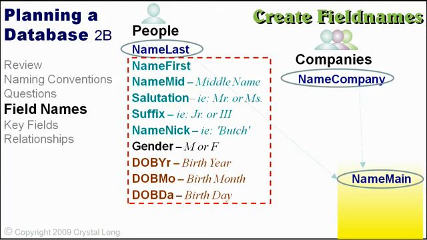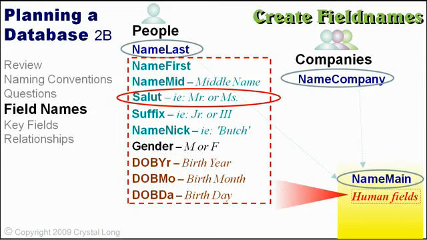Remember we said that if the data in a field is short, to use a short field name? Our salutation field will be short, something like Mr. or Ms. So we will shorten the field name to salute. For now, we will refer to these as human fields. Humans and companies both have a category and notes.